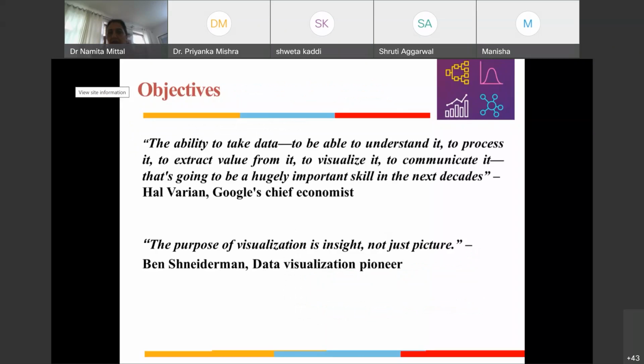So objectives of the visualization. This is objectives of the visualization. There are 4 objectives. The ability to take data, to be able to understand it, to process it, to extract value from it, to visualize it, to communicate it. This is the underlying thing. This is the important thing. To communicate it. जो भी आपने काम किया है और जिसके लिए किया है उसको पहुंच जाना चाहिए. It should reach to that person.